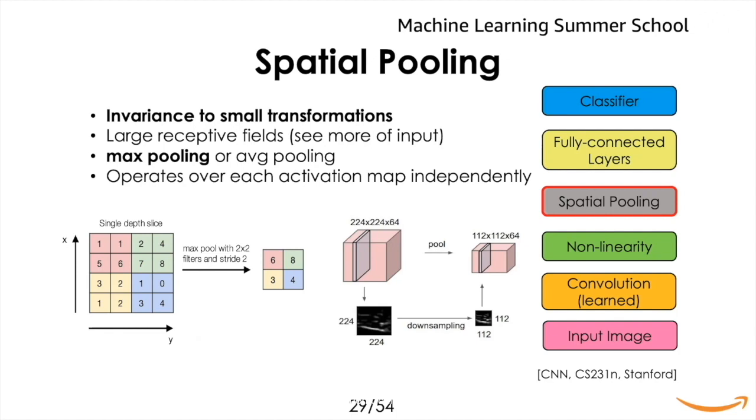Max pooling also allows that particular filter to have a larger receptive field. What is the receptive field of a filter? It is the area or the size of the region in the input that produces a particular feature.